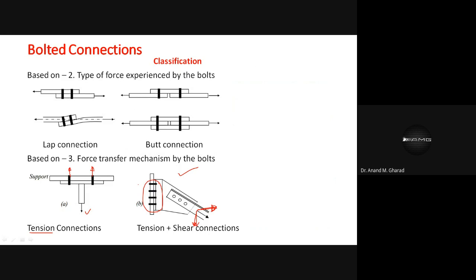That is, it will try to resist the horizontal component in this manner, okay, and the vertical component in this manner. Am I right? Correct? Yes. So this typical case is nothing but tension plus shear type of connections. So such kind of connections are mostly there in frame connections or where you will find bracings. Okay? So such kind of bolted connections can be seen very frequently.